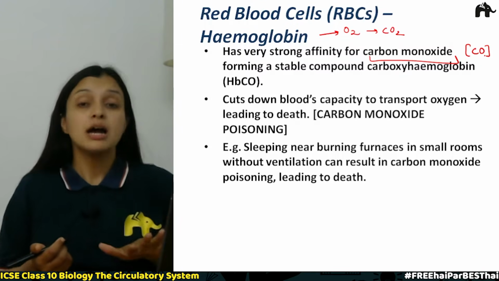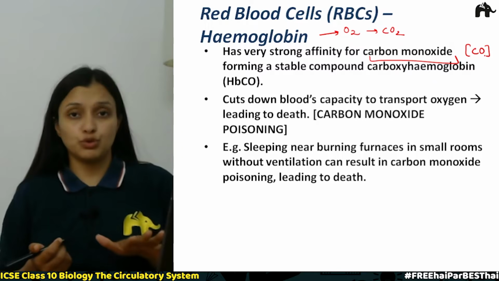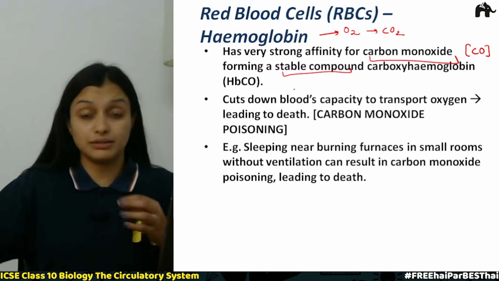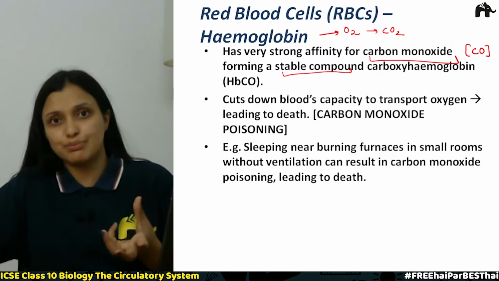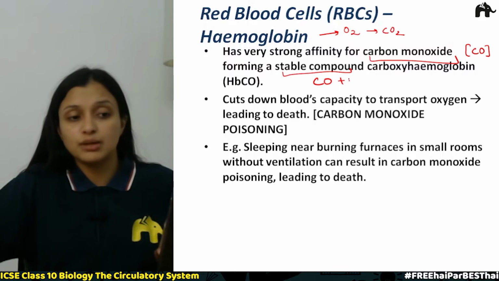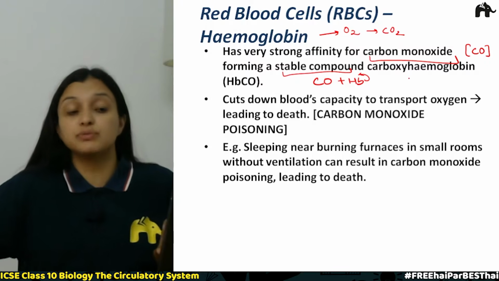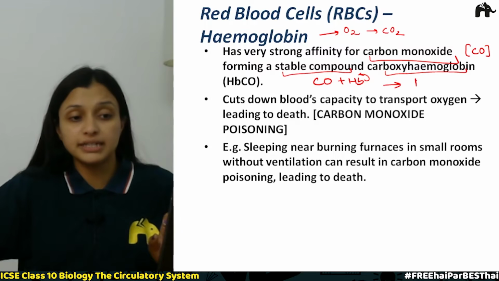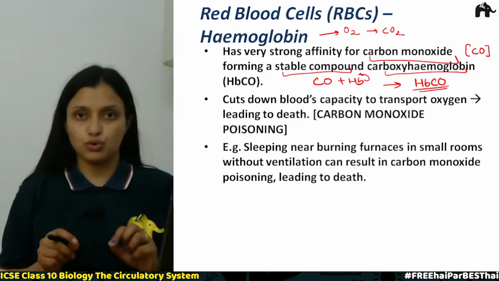If we inhale the carbon monoxide, it will form an unstable product with, not unstable, but actually a stable product with hemoglobin. So carbon monoxide and hemoglobin will form a stable product which is called carboxyhemoglobin. And how do we write it? It is HbCO, right? So this is carboxyhemoglobin.